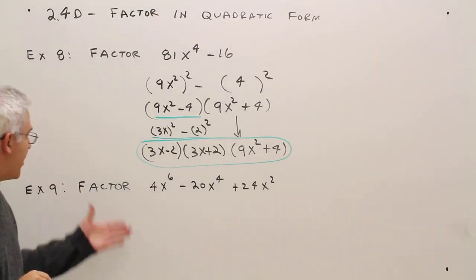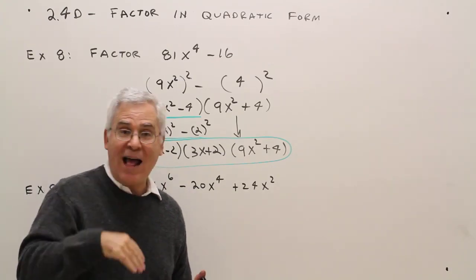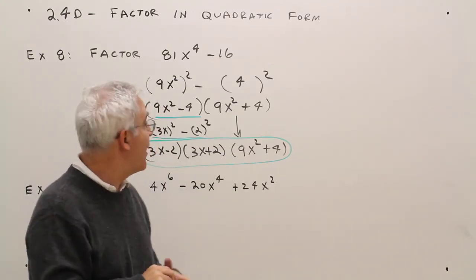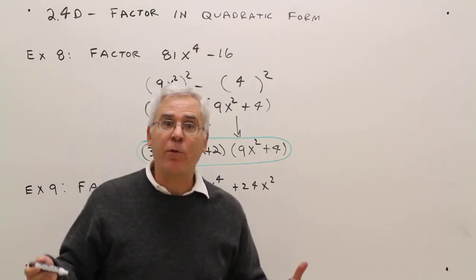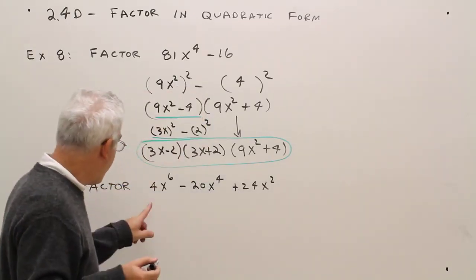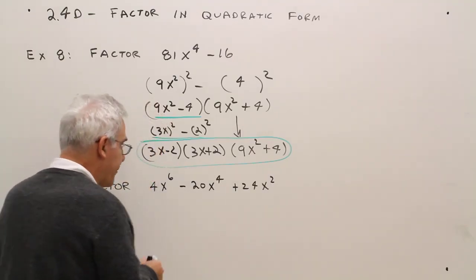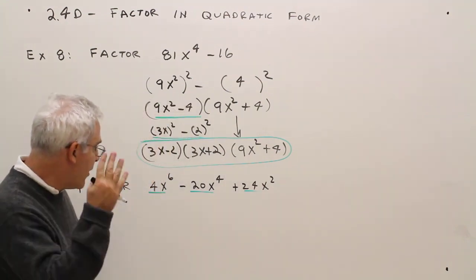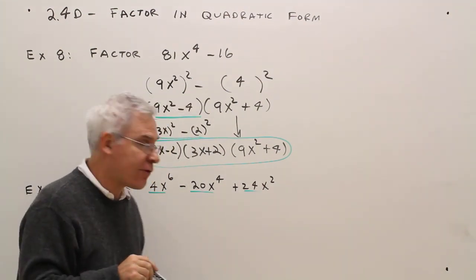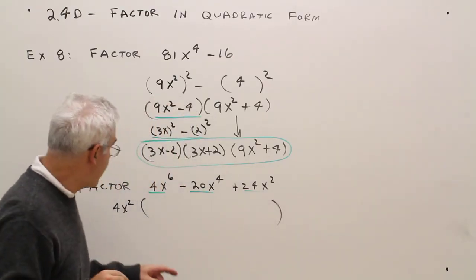Okay, example 9. Example 9 has 3 terms, so I'm not thinking of factoring by grouping. I'm not thinking of difference of squares or sum or difference of cubes, just normal guess and check. But before we do that, why don't we first factor out a common monomial? Out of each term, it looks like the number 4 and then x squared. So I'll take a 4x squared out, and let's see who survived.